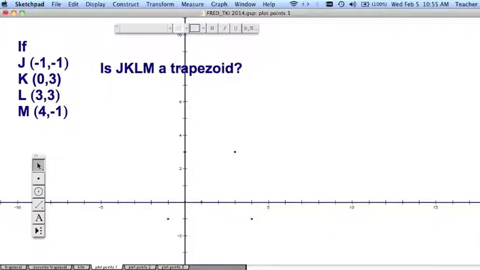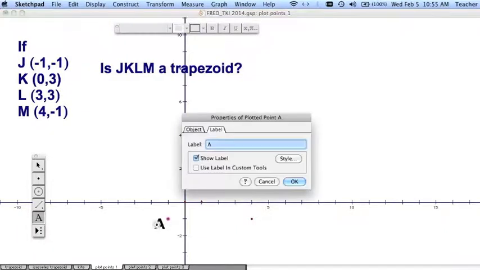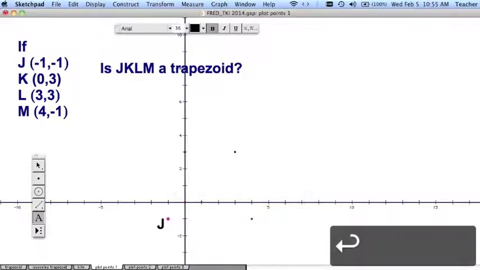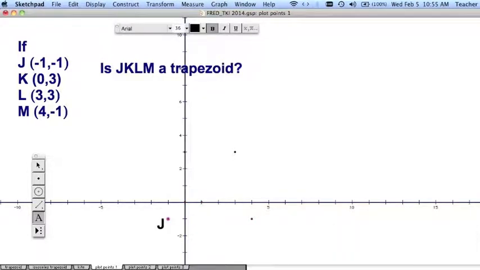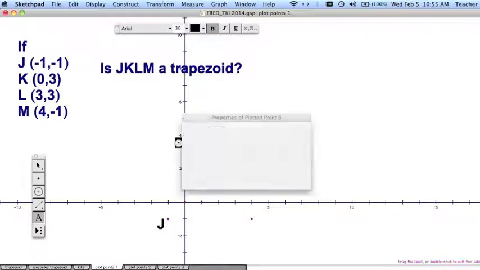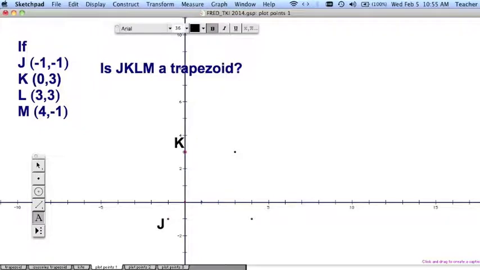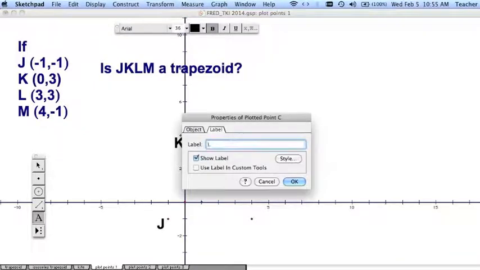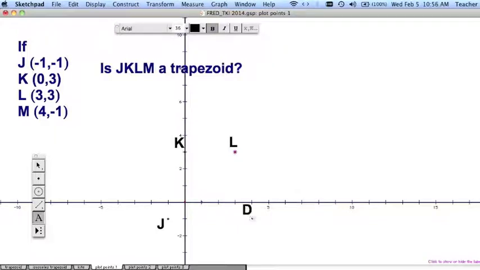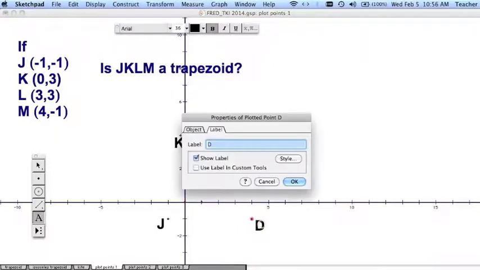Now, these 4 points just appeared. You have to know where they are. This is J. Comes up A, but that's going to be J. L is on the y-axis. That's 0. I'm sorry, that's K. L is here, 3, 3. And M is 4, -1.